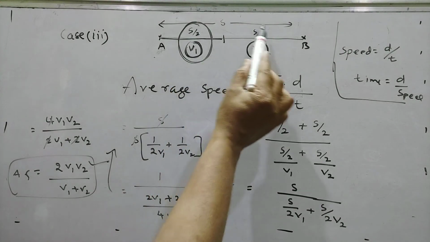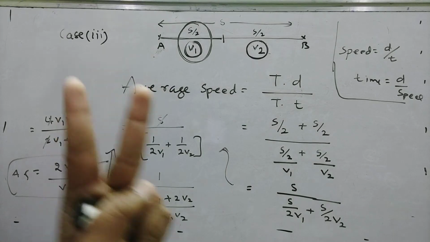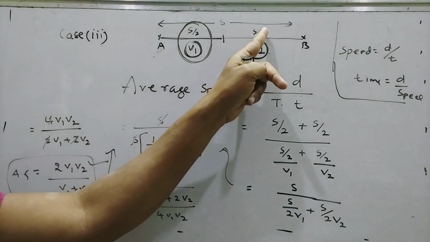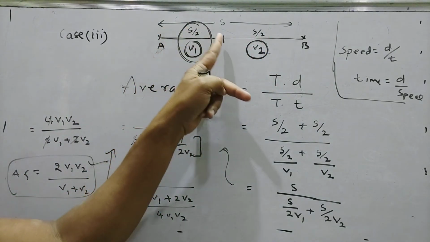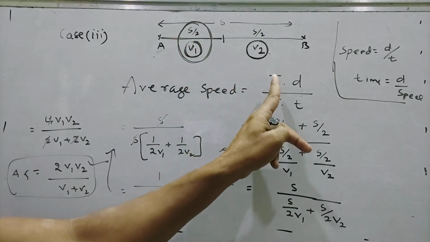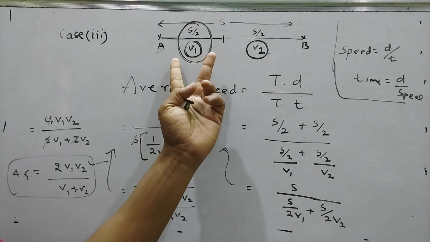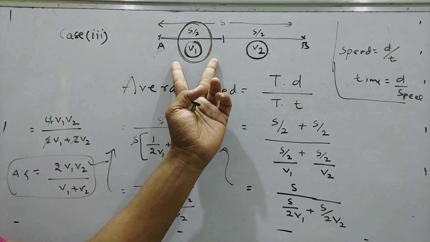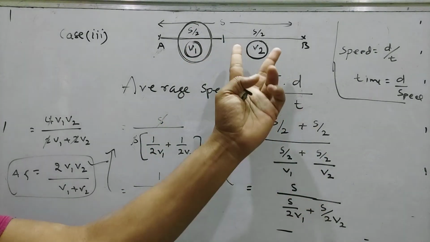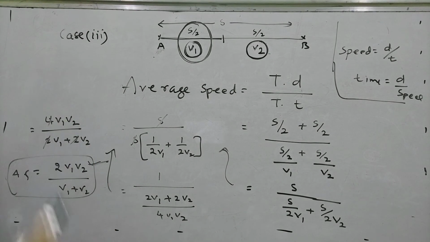Look here at the total distance. In this case, the distance is split into two halves, one S by 2 and the next half S by 2. The S by 2 distance is covered with speed V1, and the next half of the distance with V2. So the total distance equals S by 2 plus S by 2. The total time taken is, for the first half, distance by speed, and for the second half, distance by speed. If you solve the problem, finally you will get 2V1V2 by V1 plus V2. This is a standard formula.